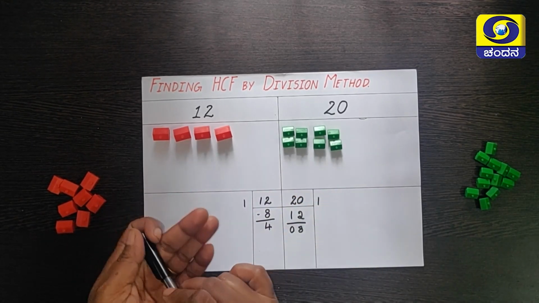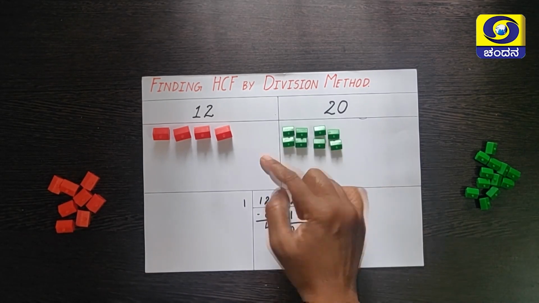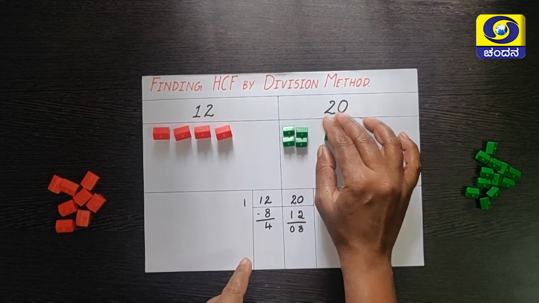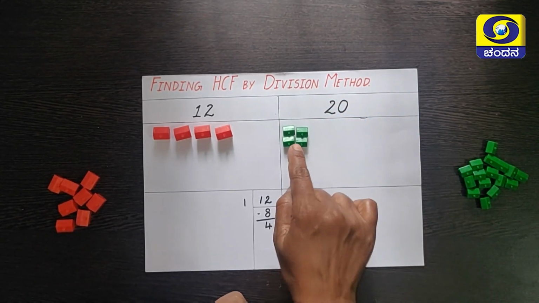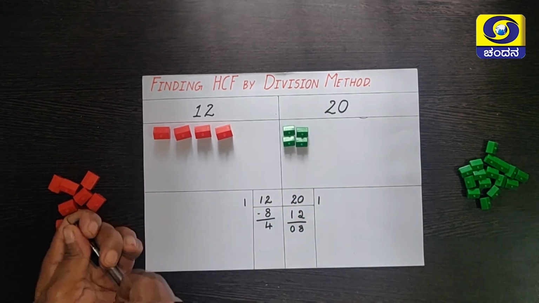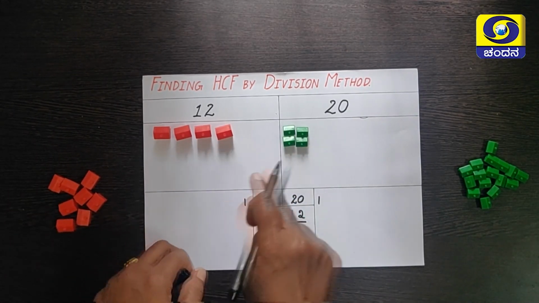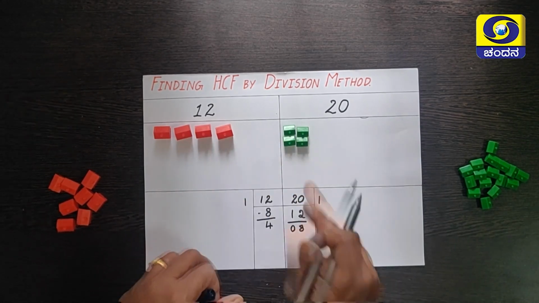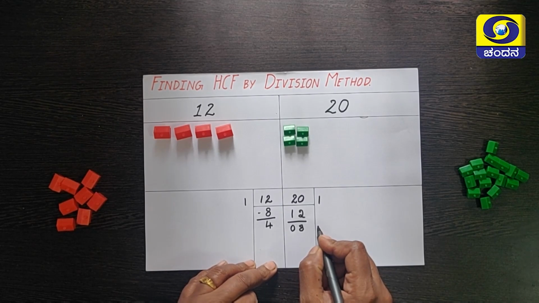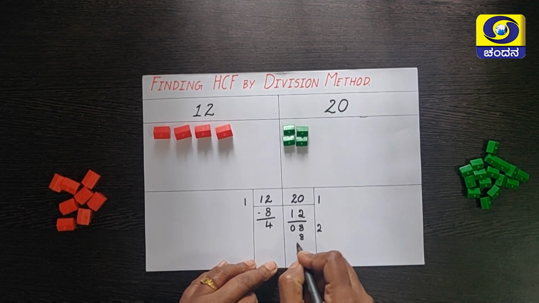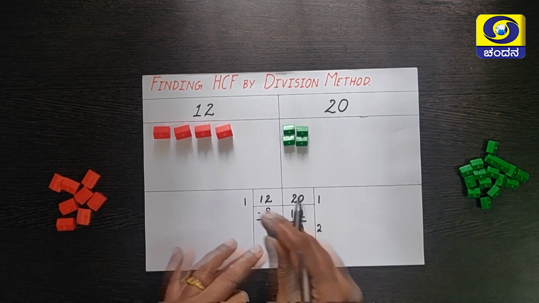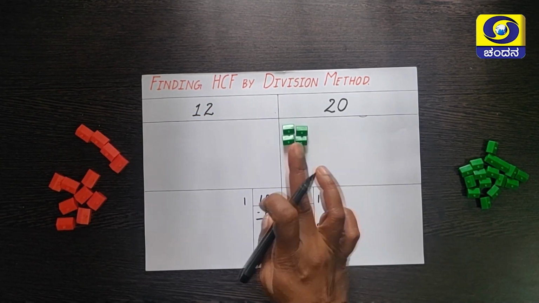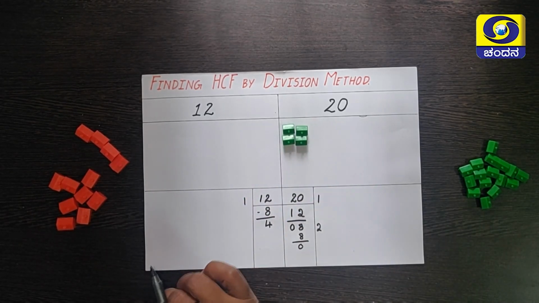Now 8 is greater, 4 is smaller. Now from this remove 4: 1, 2, 3, 4. Remove 4. Now how many are left over? 4. Here also 4. Now divide this. I removed this one. Now from this you divide it. So this 4 2s are 8. 8 minus 8, 0. So remove this 4. Remaining is 4. So 4 is the HCF of 12 and 20.